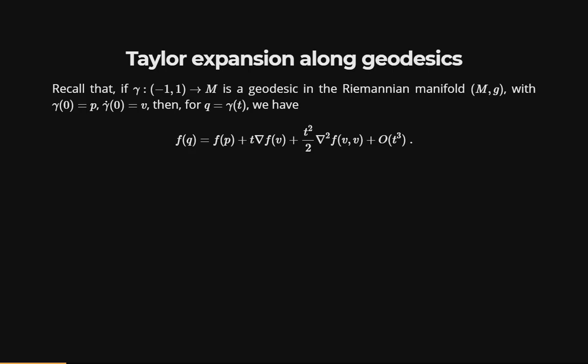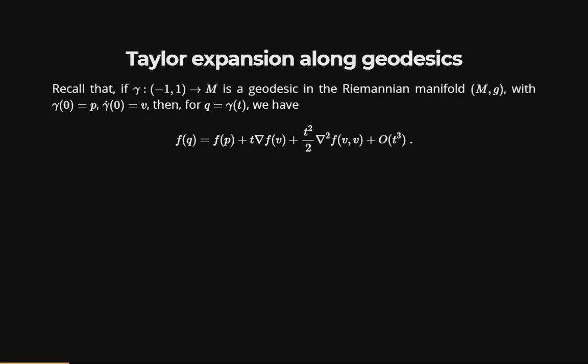Now, today we start again from the Taylor expansion along geodesics, but we bring it to the second order, as we did when we introduced geodesics, and we see if we can export other algorithms from the flat case, from Rn, to our Riemannian manifolds.